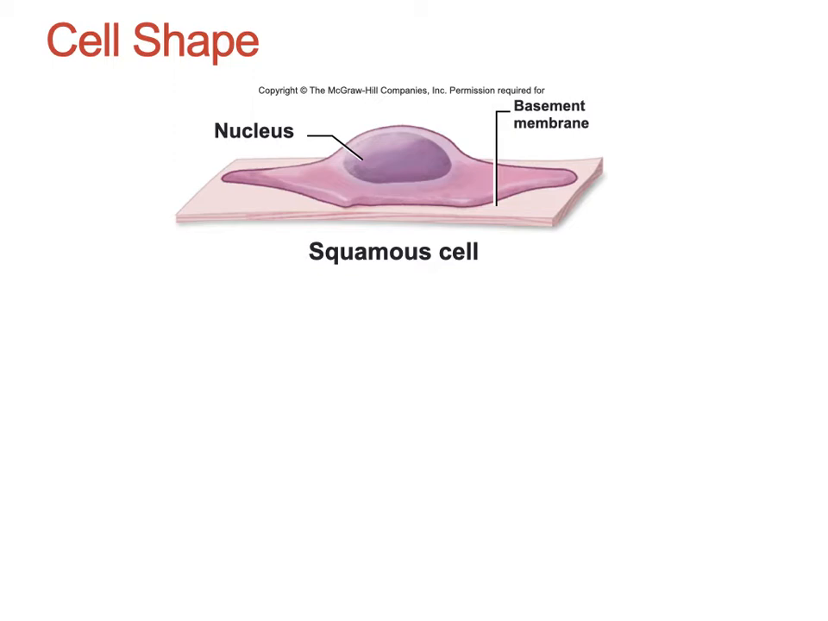Squamous cells tend to have horizontally flattened, kind of oval-shaped nuclei because of this thin, flattened form of the cell. The squamous epithelium is going to be found lining surfaces such as skin or the alveoli of the lung. And in this case, it's going to enable simple diffusion of gases.